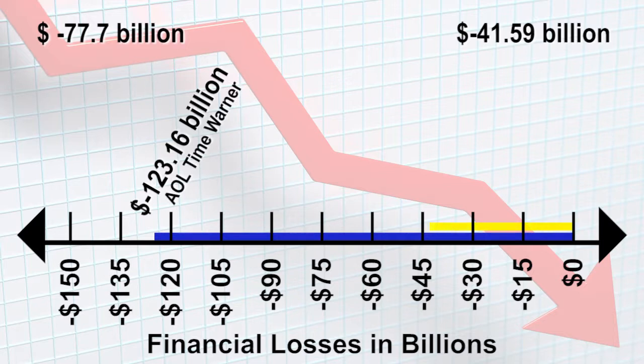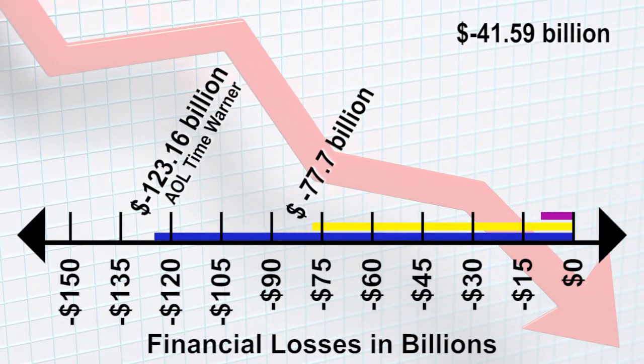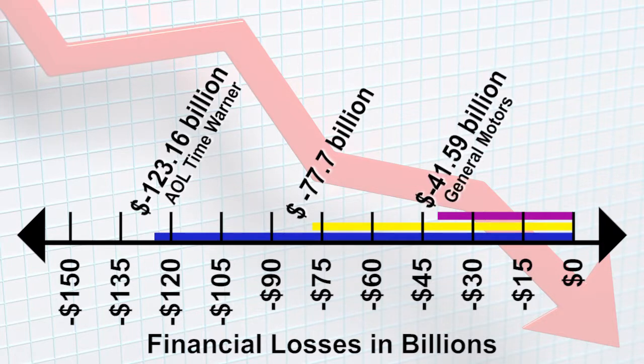Notice that -$77.7 billion would be the second largest of the losses, with -$41.59 billion being the least of these 3 losses and closer to both 0 and the positive number set. The matchup then is that AOL Time Warner has the least value of all at -$123.16 billion. Fannie Mae matches with -$77.7 billion in the middle, and General Motors was left with -$41.59 billion in losses, having the greatest value of the 3 still.